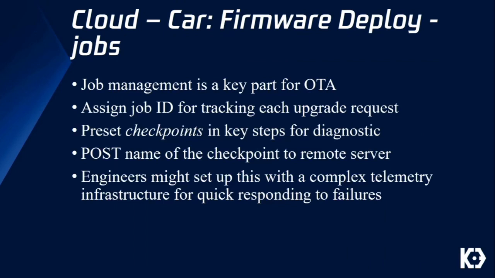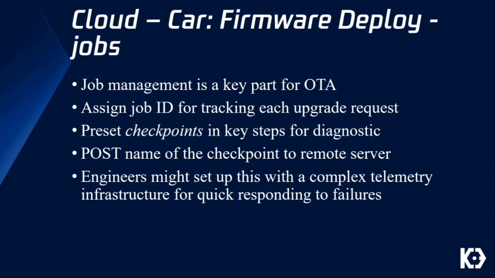There is something we call job management, and this is the key part for Tesla's OTA. When you handshake, you will get a job ID, and you need to pass several checkpoints during the whole OTA procedure. And the checkpoint name and related info and the job ID will be posted directly to the remote server, actually the handshake server. So we believe in Tesla, engineers might have set this up with a pretty complex telemetry infrastructure, so they can respond very quickly if there are any bugs in their new OTA package.